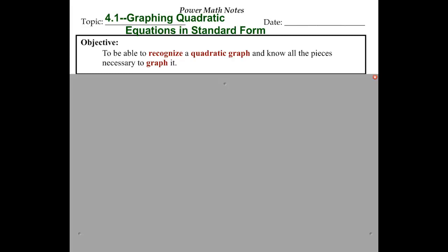Alright, today we are going to talk about section 4.1 from Algebra 2, graphing quadratic equations in standard form. So right now you need to be able to recognize a quadratic graph and know all the pieces necessary to graph it. If you don't have graph paper in front of you, go on Schoology or Google graph paper so you can have that, because you will want graph paper in order to graph these quadratics that we're going to be doing.